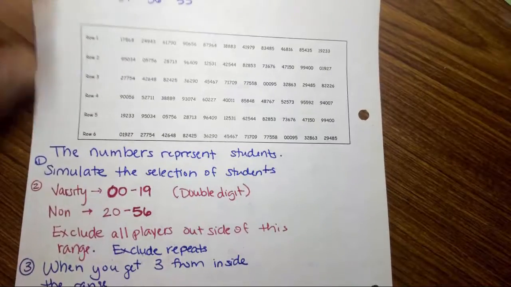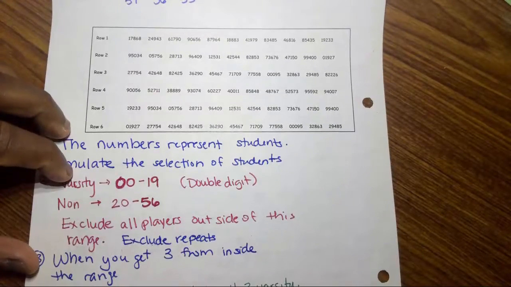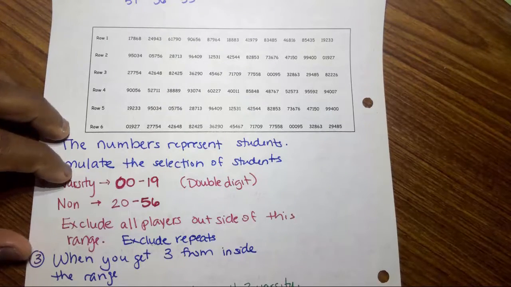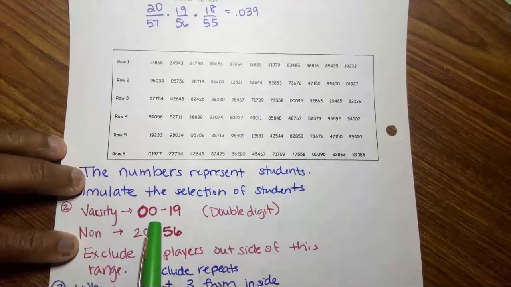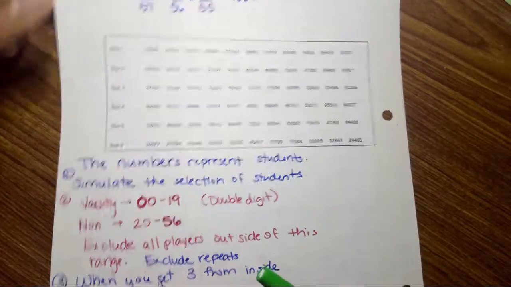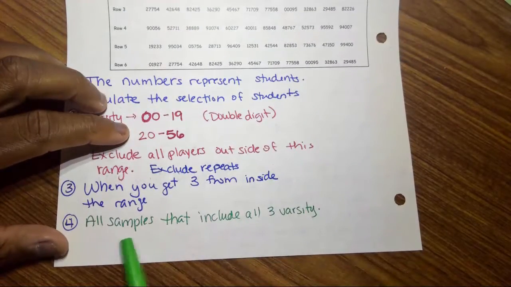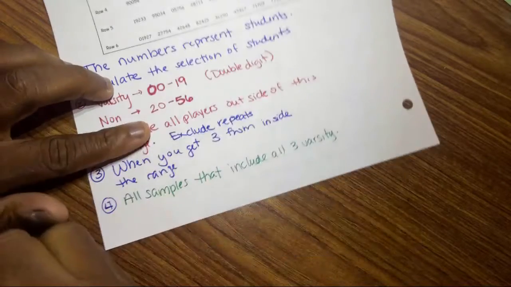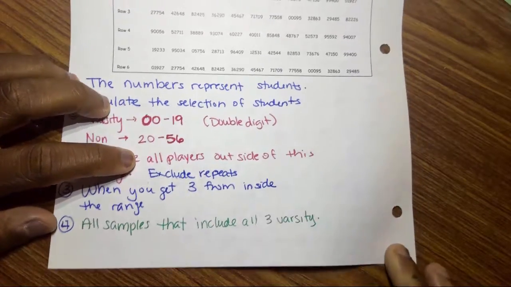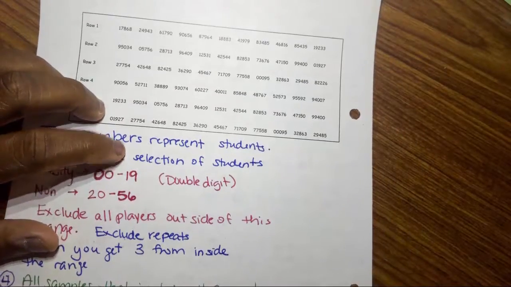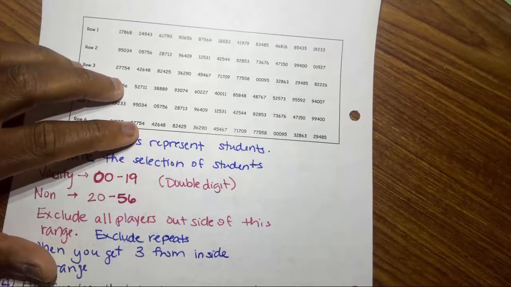So to finish this, here's what we're going to do. We're going to stop this simulation when we have 3 players that fall inside these 2 ranges right here without repeating. And we're interested in how many of those samples will include all 3 varsity players. Generally, if it doesn't tell you how many to do, we're going to do 5. Generally, it'll tell you how many to do for each one of these.